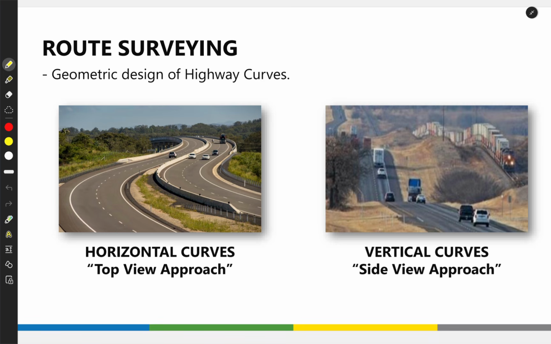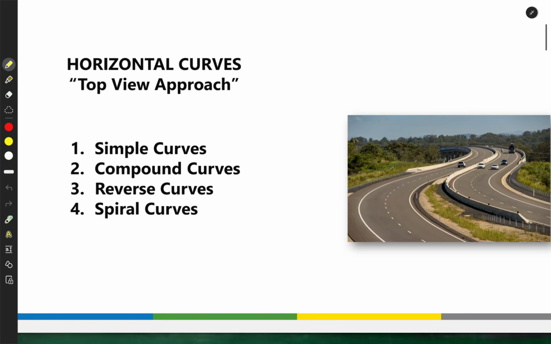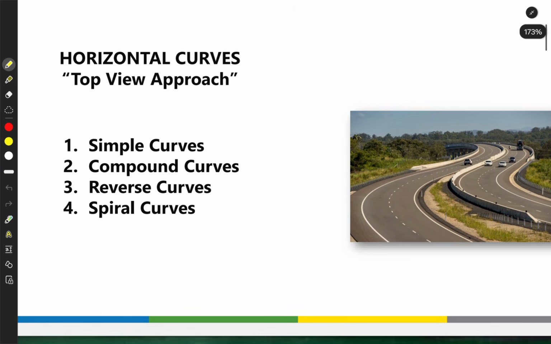For our horizontal curves, we will be having our top view approach. It's just like we are from above and tinitingnan natin yung highway natin na horizontally laid out only. And for our vertical curves, nasa side view approach tayo. So therefore, ang tinitingnan natin dito is vertically laid out siya. Okay? So, for our horizontal curves, again, this is a top view approach. We have these simple curves, compound curves, reverse curves, and fourth, spiral curves.